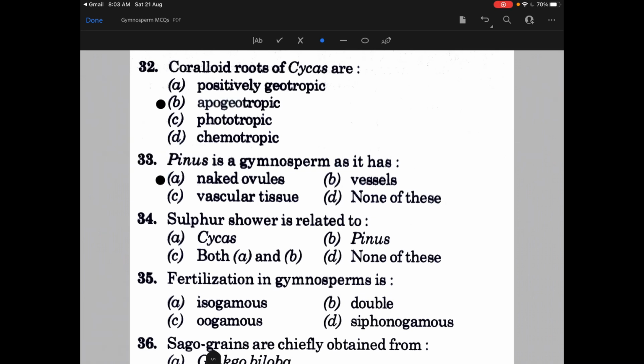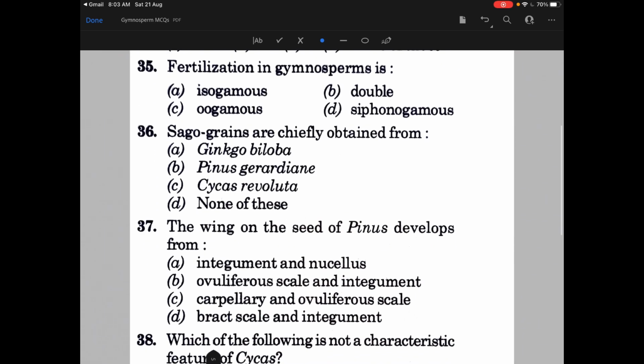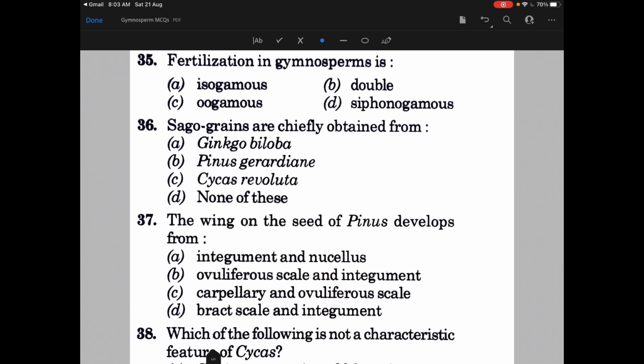That's the only feature for gymnosperms in comparison to angiosperm. Next, sulfur shower is related to dash. The answer is B, that is Pinus. Next, fertilization in gymnosperm is dash. The answer is D, that is siphonogamous. Next, sago grains are chiefly obtained from dash, and the answer is C, that is Cycas revoluta.